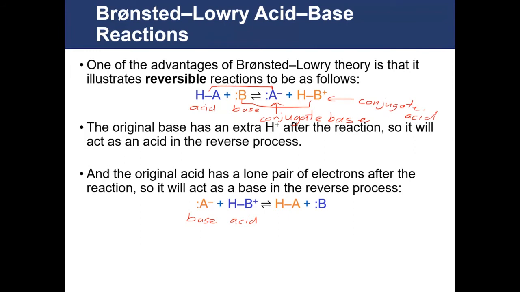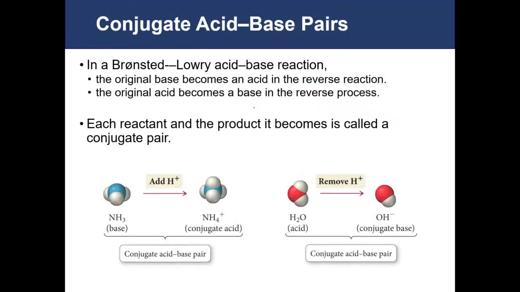All the conjugate term means is that when you put the reaction in the reverse direction, that part becomes either the acid or the base. So you have your acid here forming its conjugate base. If we run the reaction in reverse, what's left over after the acid donates its hydrogen here is something that, going in the reverse direction, is going to act like a base. So we have what we will call conjugate acid-base pairs.